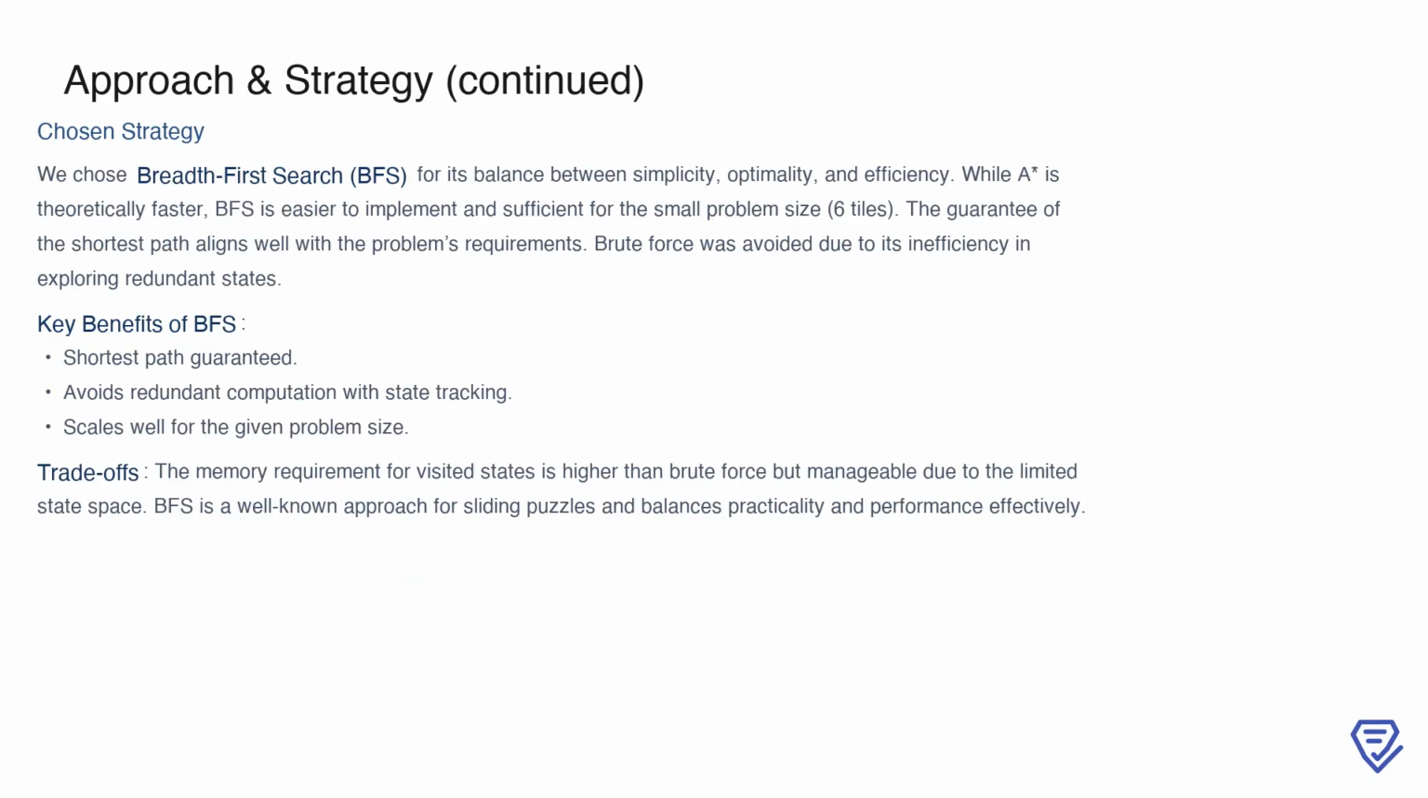For this problem, we chose breadth-first search as our strategy due to its balance between simplicity, optimality, and efficiency. While A* is theoretically faster, BFS is easier to implement and perfectly sufficient for the small state space of a 6-tile puzzle. Its guarantee of finding the shortest path aligns well with the problem's requirements, making it a reliable choice. By systematically exploring each state and using a set to track visited configurations, BFS avoids redundant computations and ensures all possible paths are explored in the most efficient order.